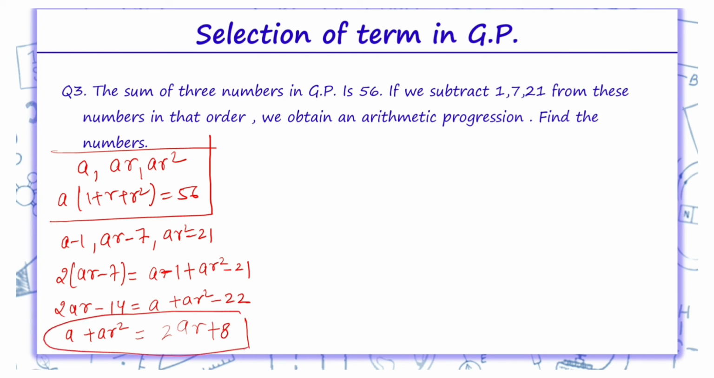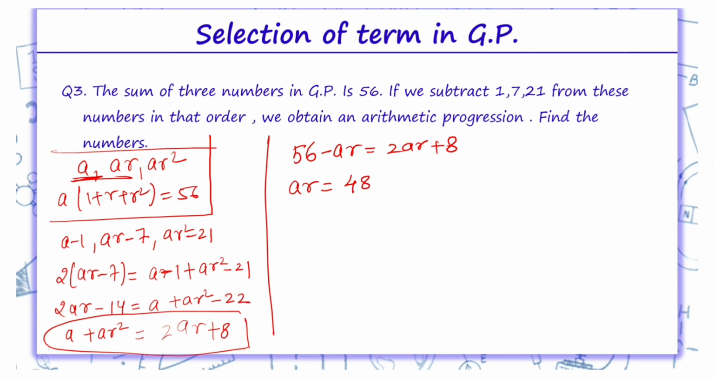Now this is the thing which we got over here. So now A plus AR square can be written as 56 minus AR. Thus we can write 56 minus AR is 2AR plus 8. On solving this, the AR will shift to that side. So 3AR will be 56 minus 8, which is 48. So the value of AR is 48 by 3, which is 16.